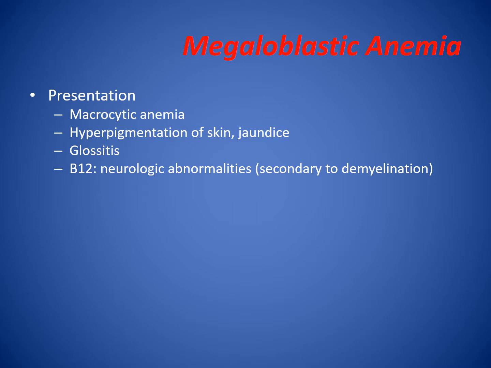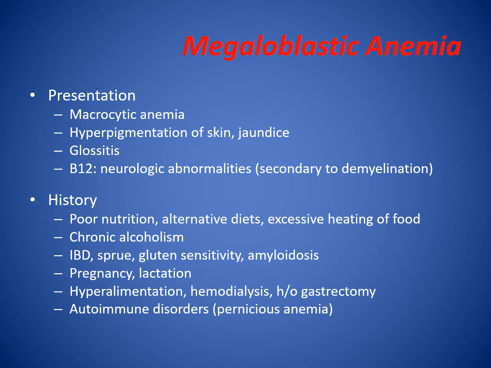The history, looking at the diet, looking to see what kind of surgeries they've had, any autoimmune disorders, are they HIV positive, what is their lifestyle, are they a chronic alcoholic? Gaining that history will get you a better understanding of could this person potentially have the megaloblastic anemia.